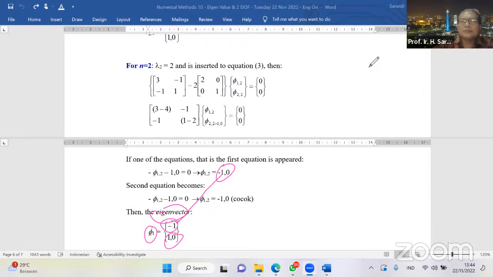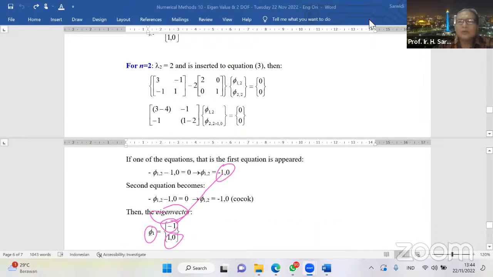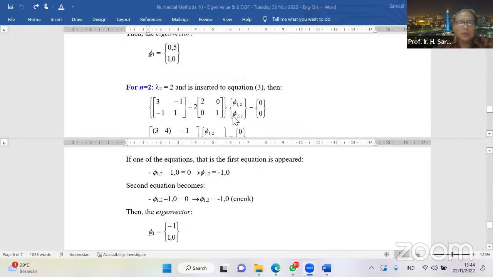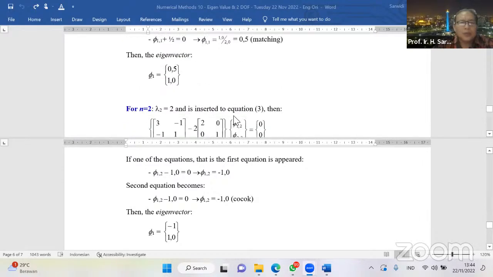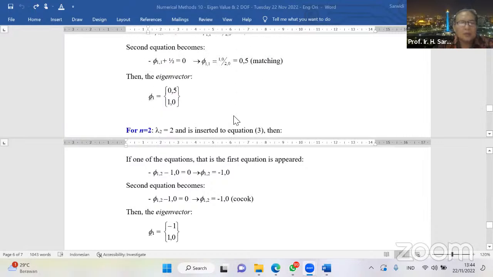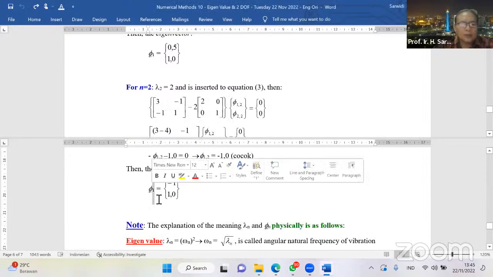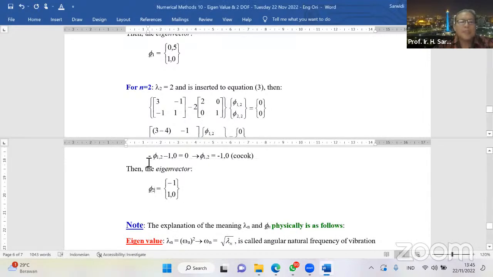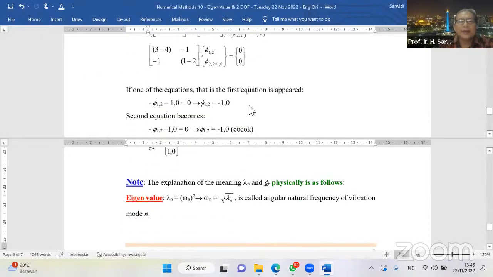Okay, let me check. Is that right or wrong? This is the phi 1. This is the phi 1, which is 0.1 here. So there are 2 here, and -1.